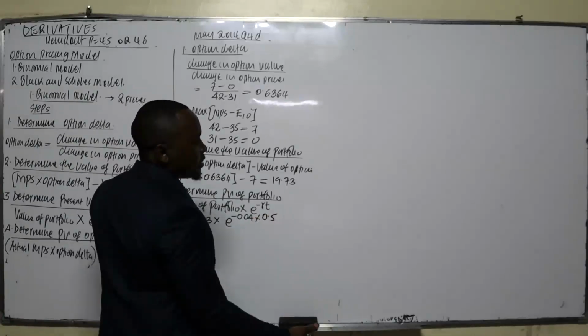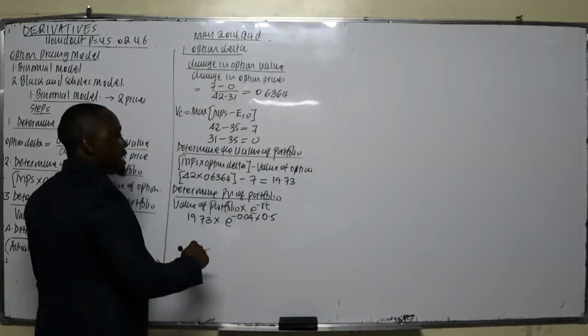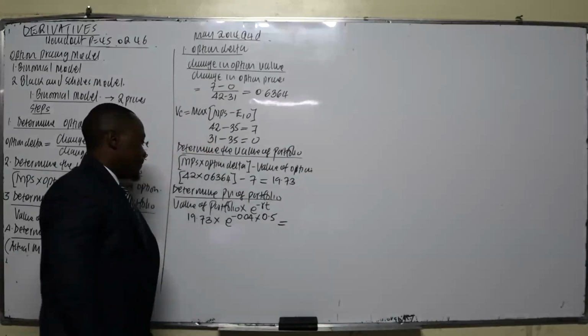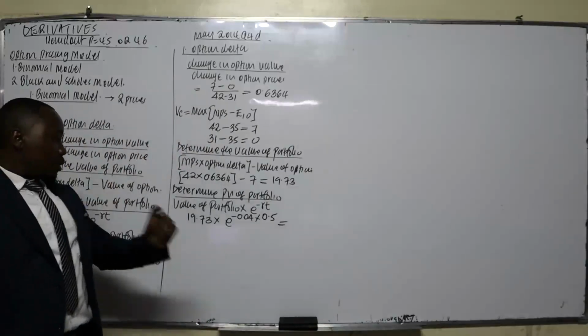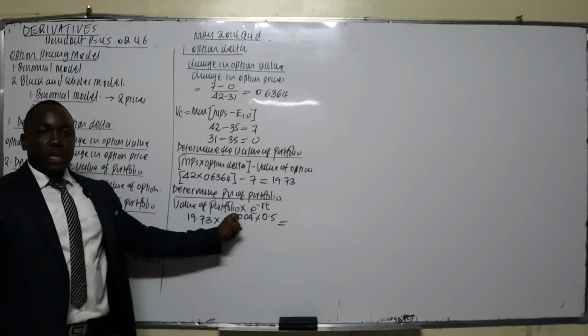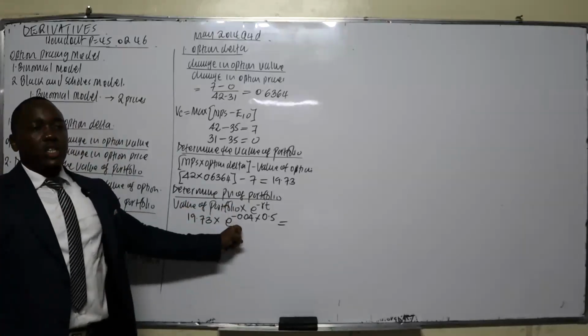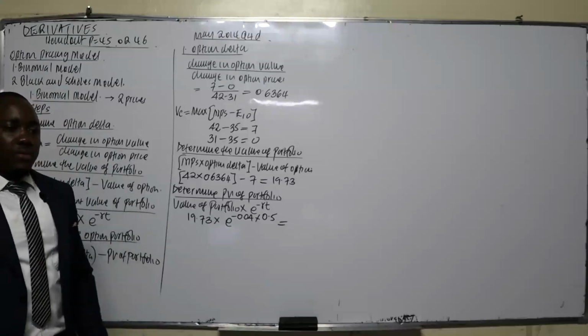The 6/12 is 0.5. I will say that T is the time to maturity in years. So first of all, start with this. Now listen up here. How do we get E? Press Shift Natural Log. Shift Natural Log.